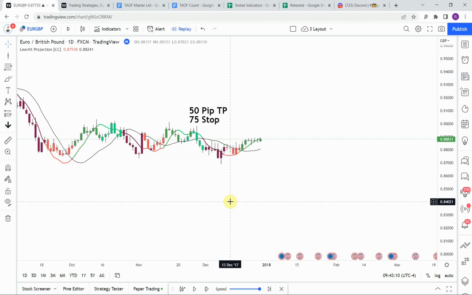Today we will be testing the Leavitt projection indicator.